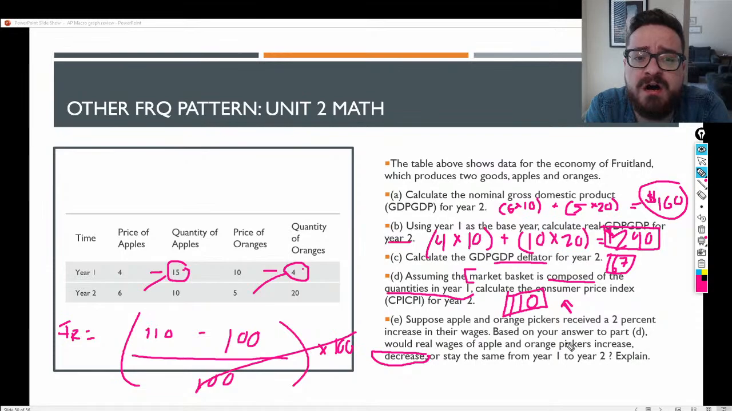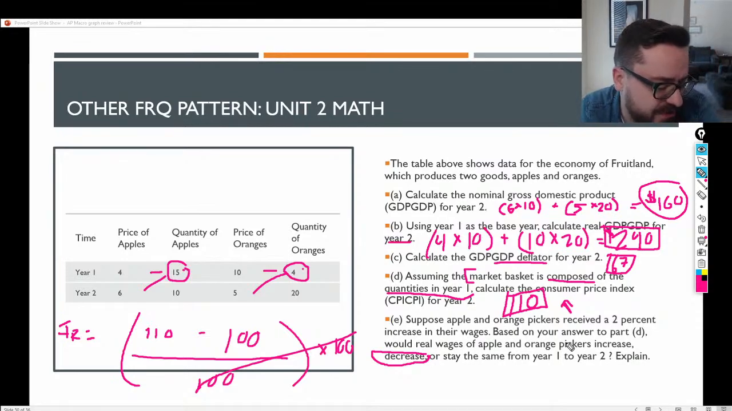Oh no. Right, that's bad. They're getting paid 2% more, but everything's 10% more expensive, so they're really poorer. Explanation would be, because there is 10% inflation due to the CPI of year 2, the workers only receiving a 2% increase in their wages will actually lead to a decrease in their real wages of 8%. You don't need to have the math there.